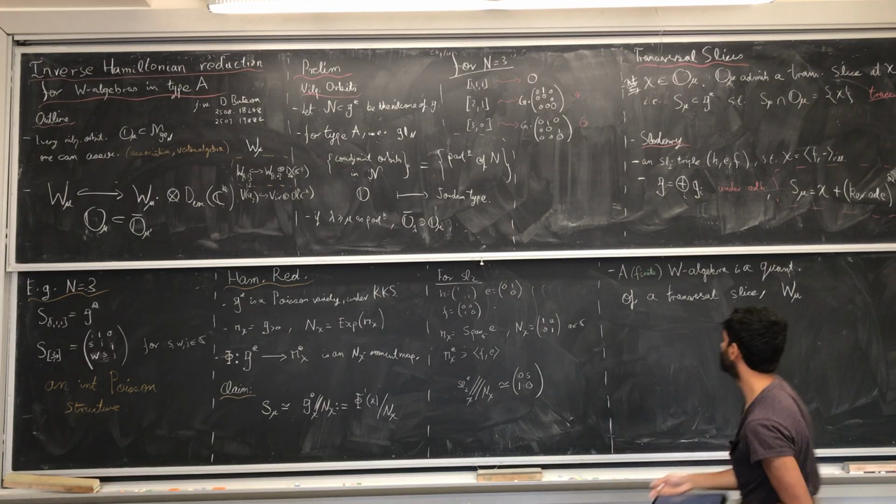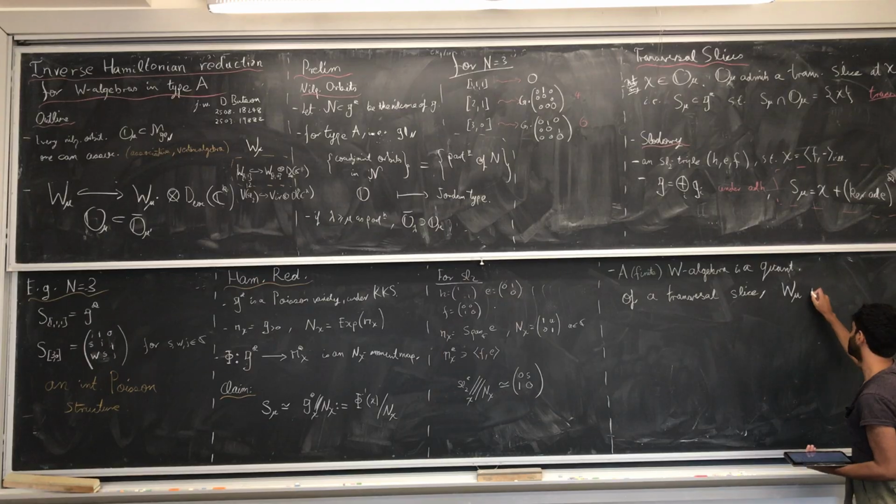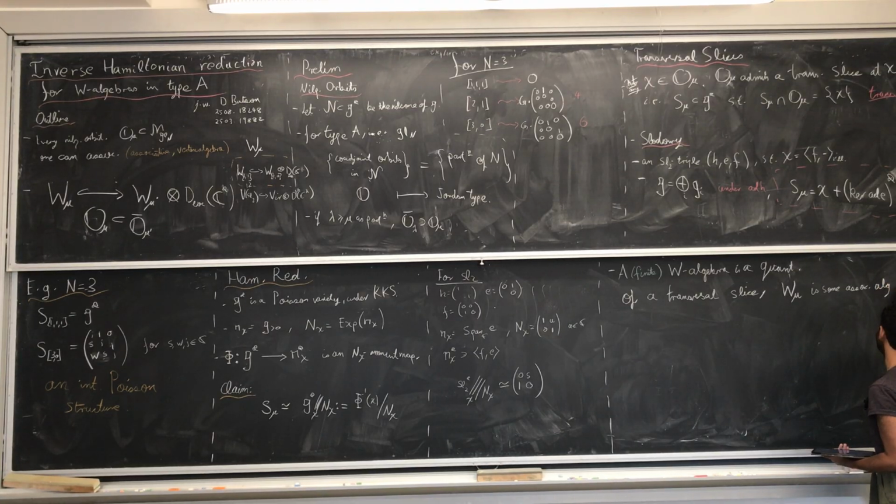And what I mean by that is that W mu is some associative algebra, say over power series in some formal variable h bar, such that W mu mod h bar W mu can be identified with functions on S mu, and this identification is Poisson.